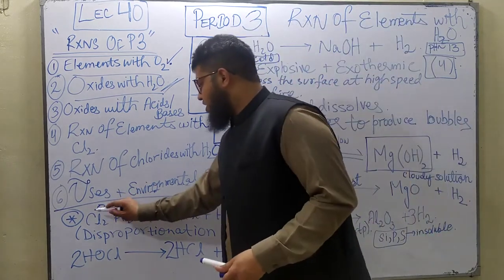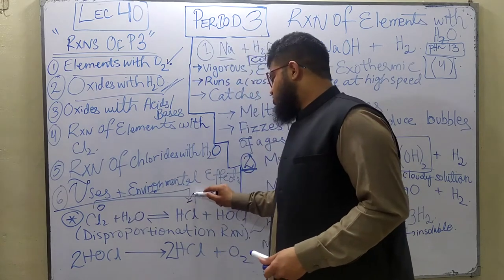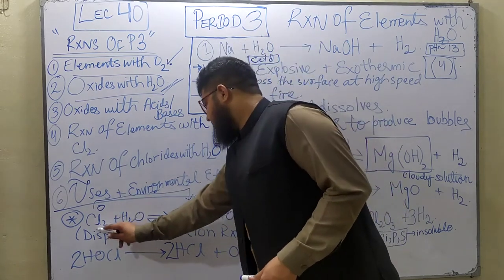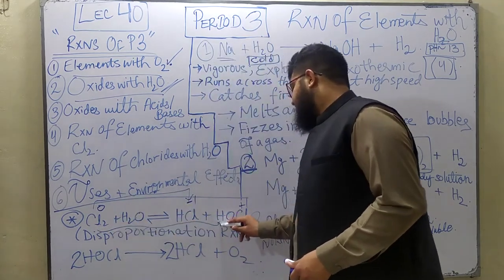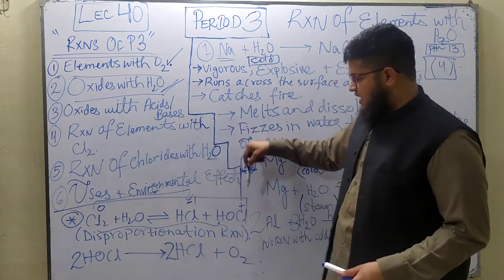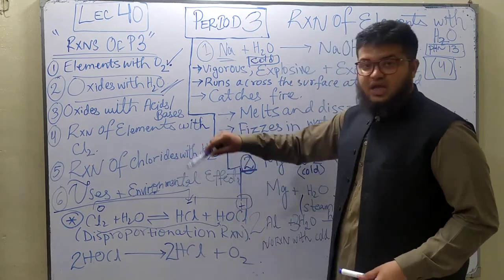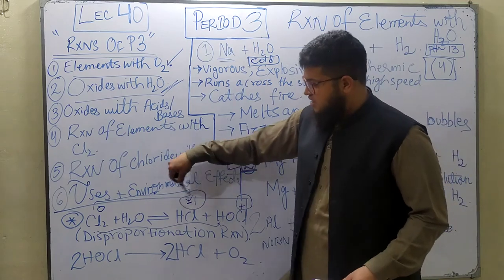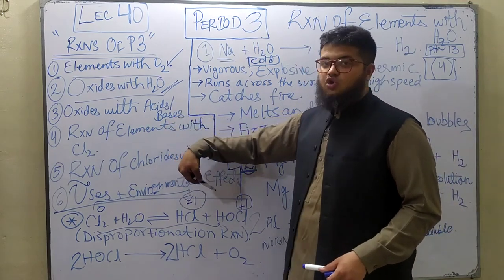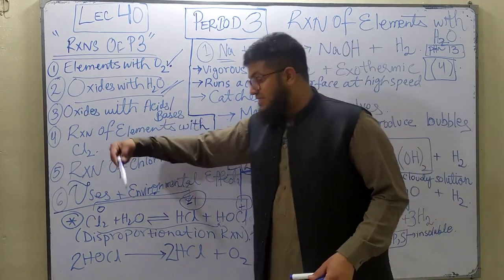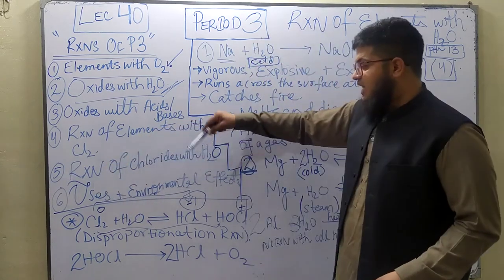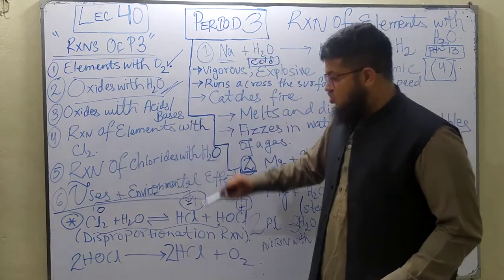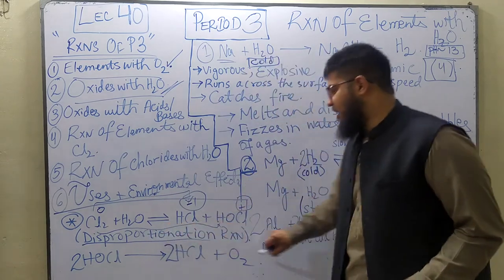Now the same chlorine is being reduced and it is being oxidized, meaning the oxidation number has increased over here, it's +1, so it has oxidized, and it has decreased over here, it's -1, so it has reduced. So in such a reaction in which the same element is being oxidized and reduced at the same time, it is known as a disproportionation reaction.